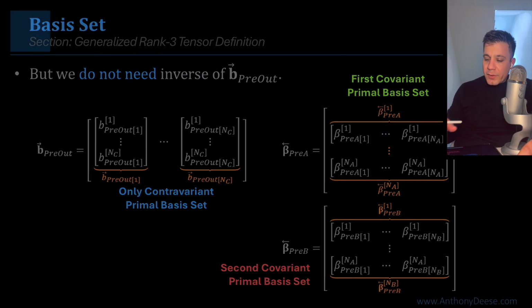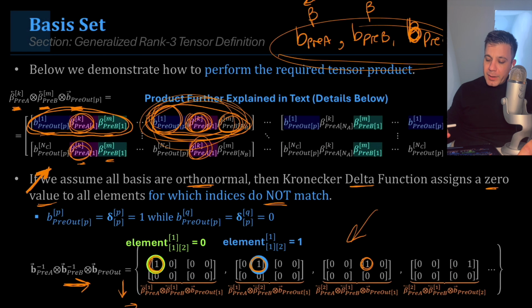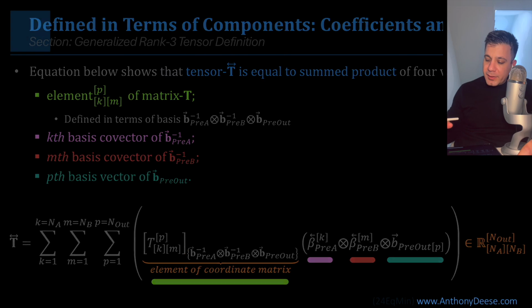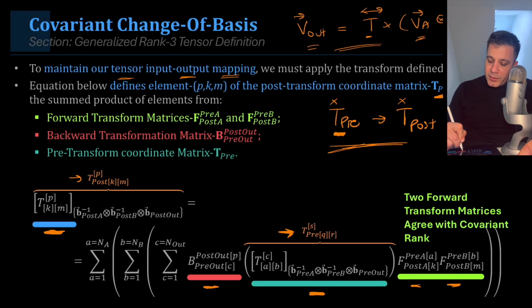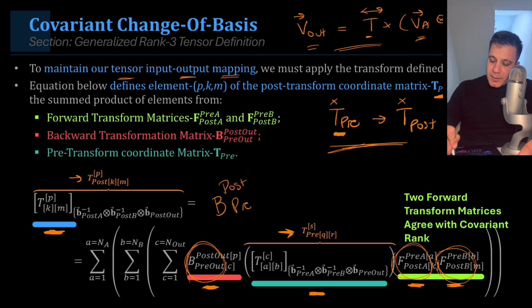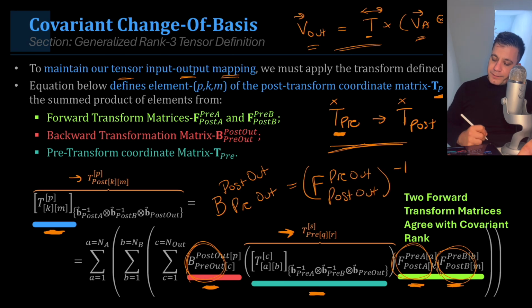Okay, so let's go back over here where we were, and what we will see is, if I can get back to my spot, right here you can see our transform matrices. So we define the transform matrix for the first input, the transform matrix for the second input, as well as the transform matrix for the output. So B post pre out is equal to F pre post out inverted.